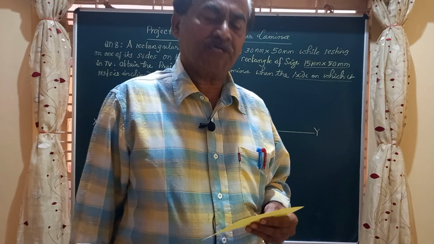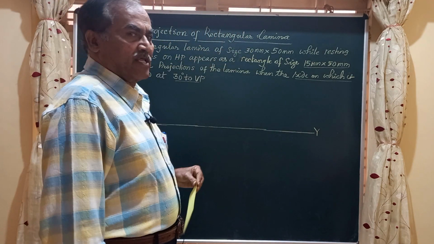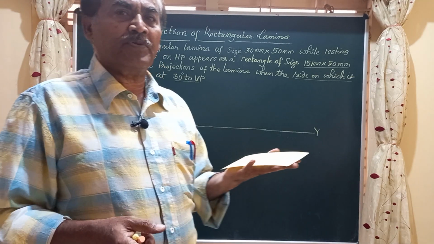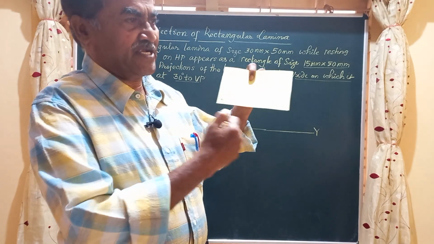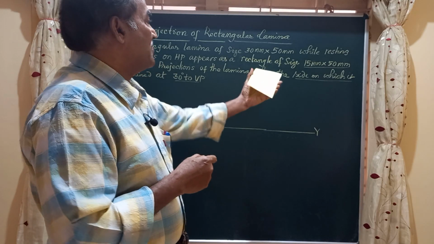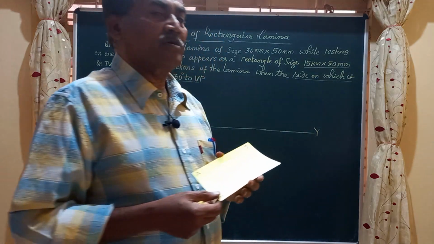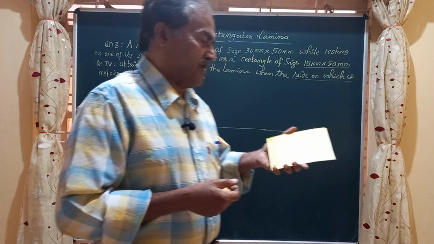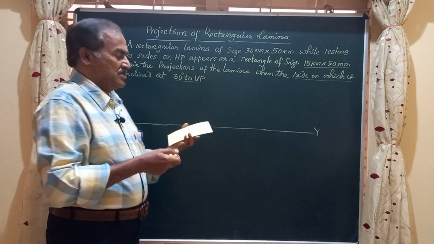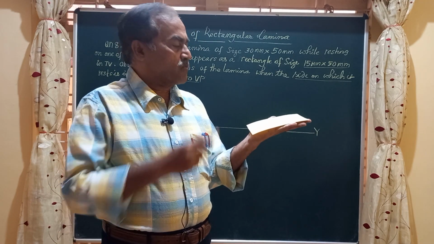And in today's session, we are going to learn about the projection of a rectangular lamina, which when placed on HP on one of its edges appears as another rectangle of size 15 millimeter by 50 millimeter. That is to say, friends, when you have this rectangular lamina, it says it is resting on HP. So necessarily we have to place the lamina on HP. But what is the other data?